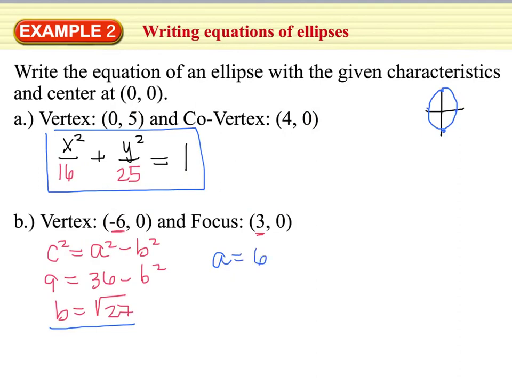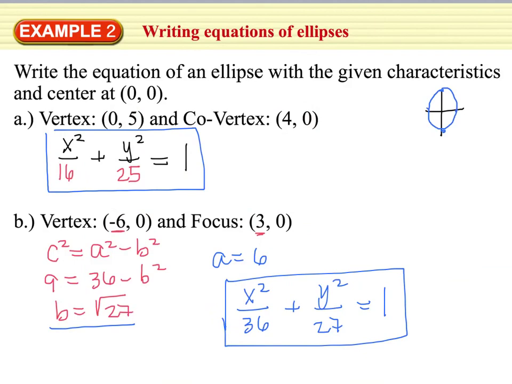So based on that, my equation is going to be x squared divided by my a squared, which is 6 squared, or 36, plus y squared divided by my b squared value, or the square root of 27 squared, which is 27, and this will again equal 1. And it's at this point that I am done.